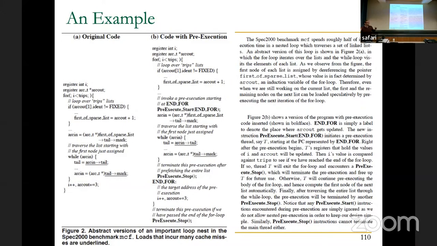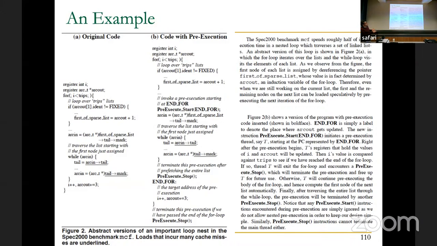So this is an example over here. I will not go through this in detail. You can read it in your free time. But basically, what's happening over here is you're going through, let's say, a linked list over here, this while arc in. This is actually generating a lot of cache misses over here.